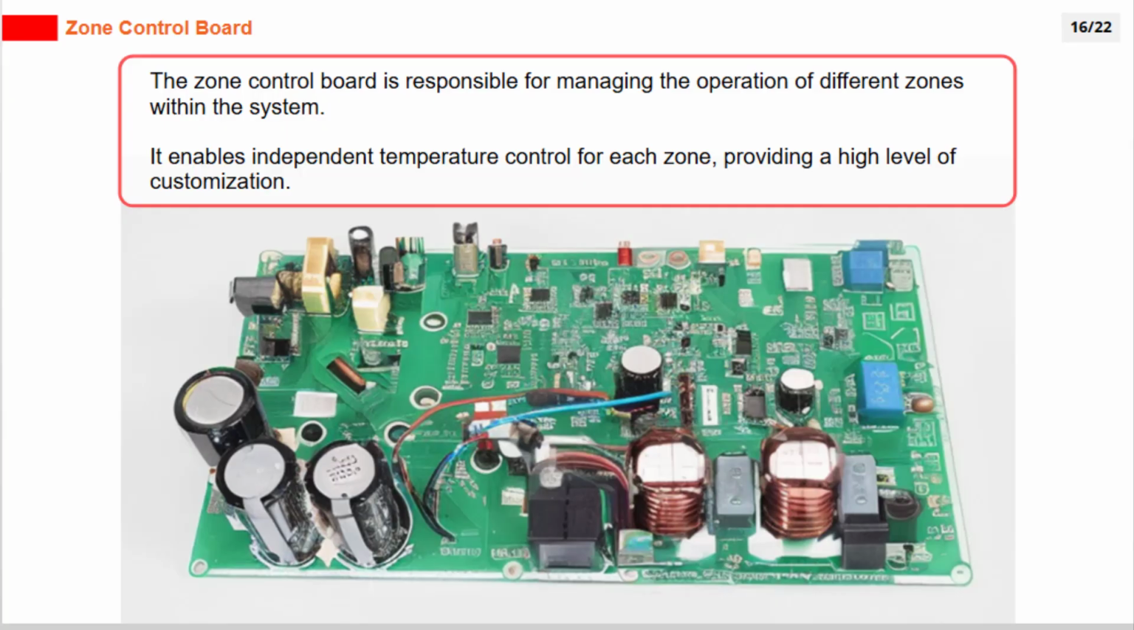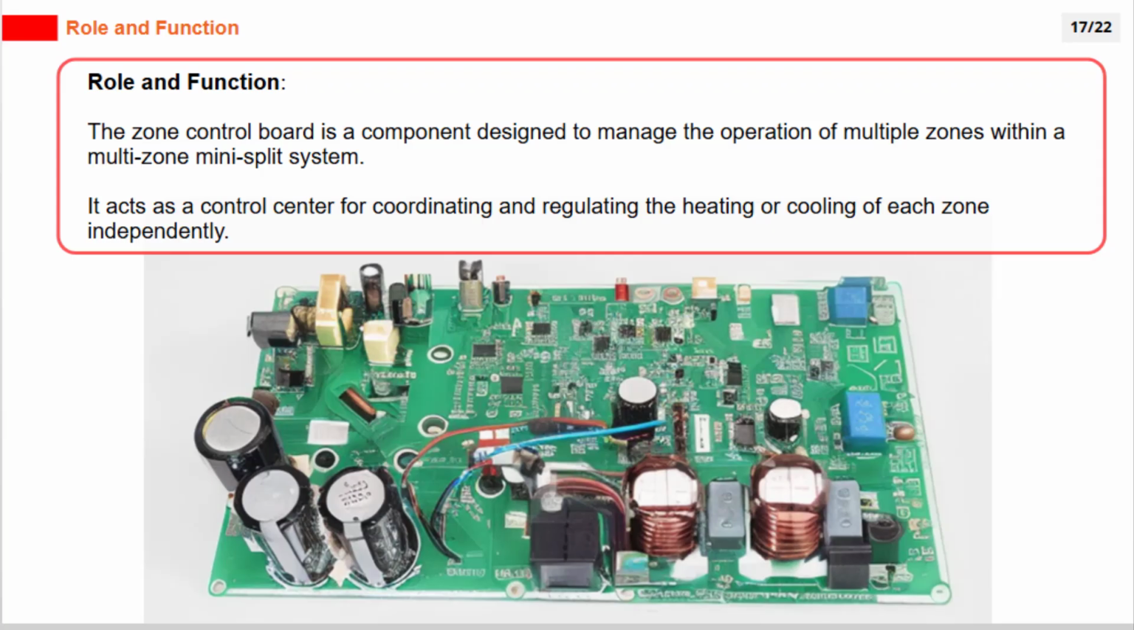The zone control board is responsible for managing the operation of different zones within the system. It enables independent temperature control for each zone, providing a high level of customization. Role and function. The zone control board is a component designed to manage the operation of multiple zones within a multi-zone mini-split system. It acts as a control center for coordinating and regulating the heating or cooling of each zone independently.